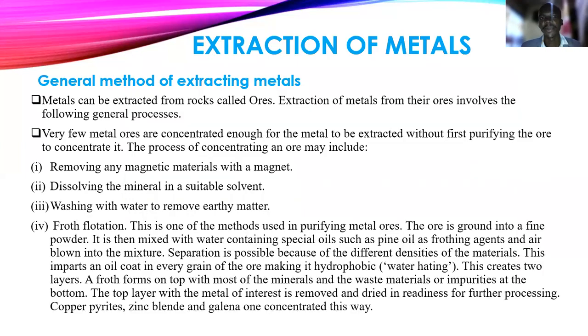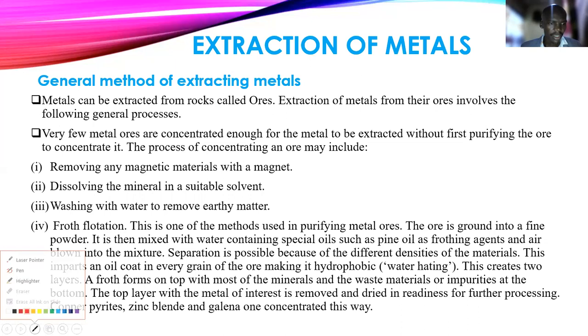So let's see from here the extraction of metals. These metals are extracted from the earth crust. They are gotten from the ores. They are extracted from their ores, and those ores are extracted from the earth crust, the underground, through mining. It depends on where the ore is situated. For the one situated below the earth crust, we have methods which are used in extracting these metals.